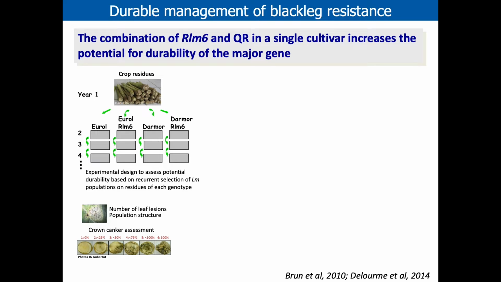RLM6 was introduced into oilseed rape from Brassica juncea. Each year, crop residues were harvested on each genotype and used as inoculum for the following season. Number of leaf lesions and crown canker were assessed.